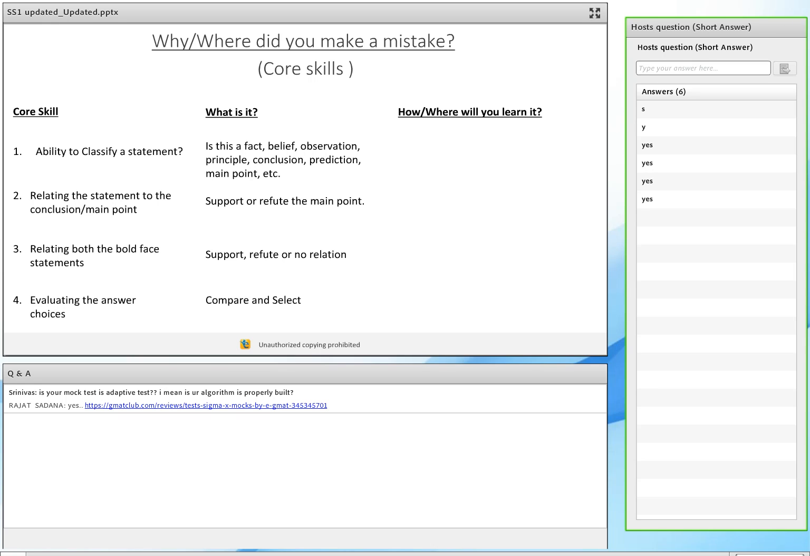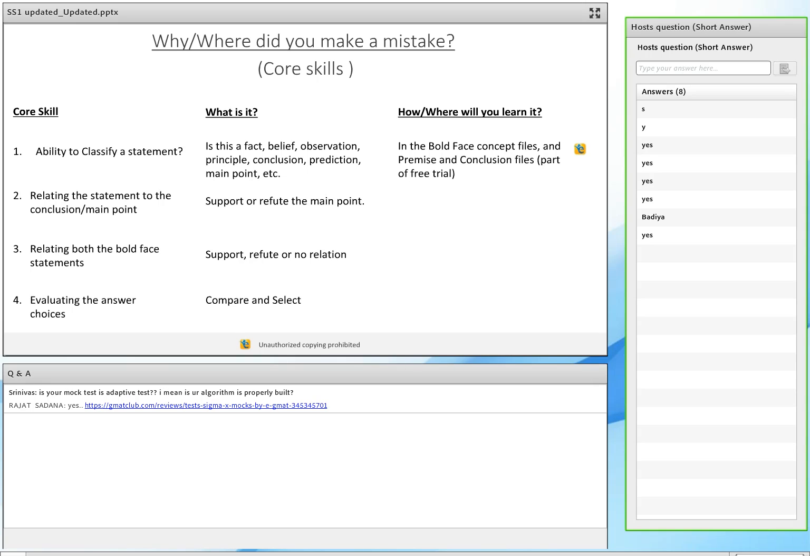In the word problem questions, what you had was the ability to work with variables. Over here, you have to have the ability to work with different statement types, whether it's a fact or a belief or a claim and so on. Then it was to convert statements into equations. And over here, the equations is whether something supports or refutes the conclusion or not. Again, relating both the statements and then evaluating the answer choices.